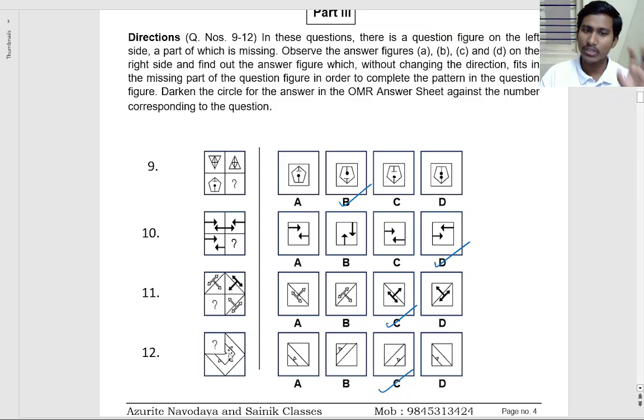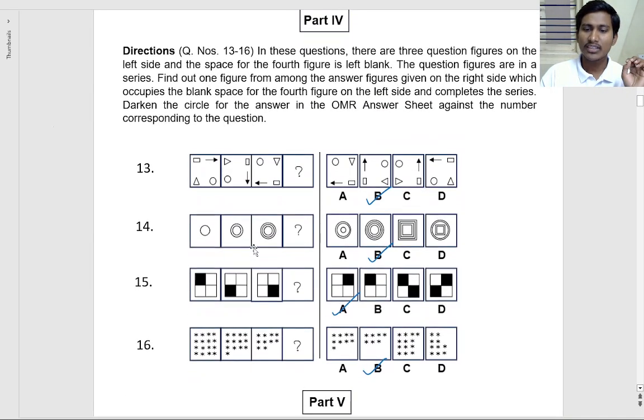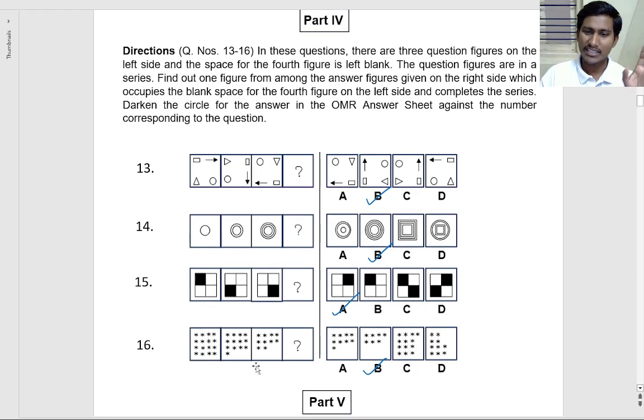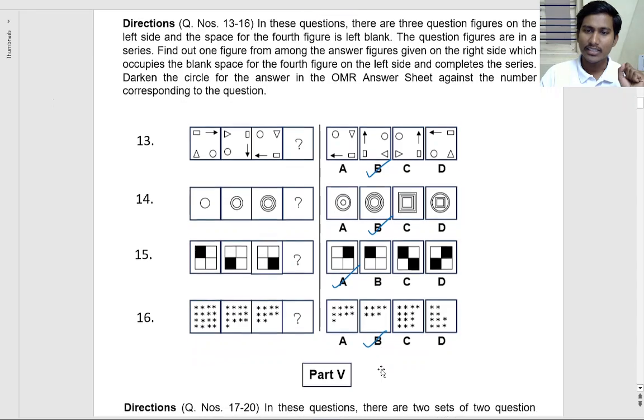These are easy, I am not explaining. So here, the 13th, that is the fourth, is what? Figure series. We have to see what is the change from one figure to the other and then find the answer. So here B is the answer for 13, 14 is B, 15 is A, and 16 is B. Okay, so that is the answer.